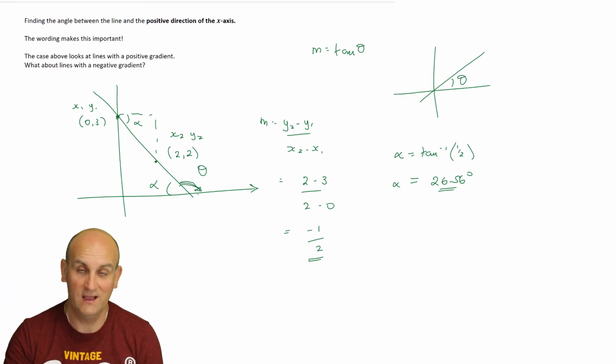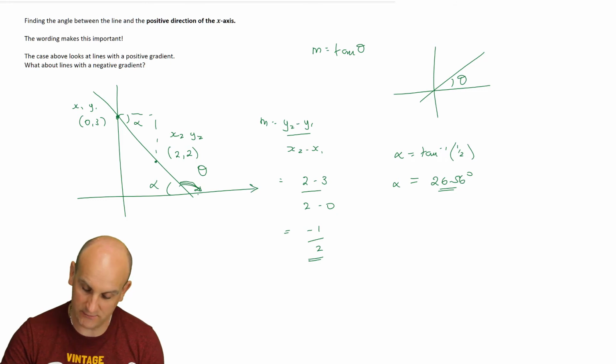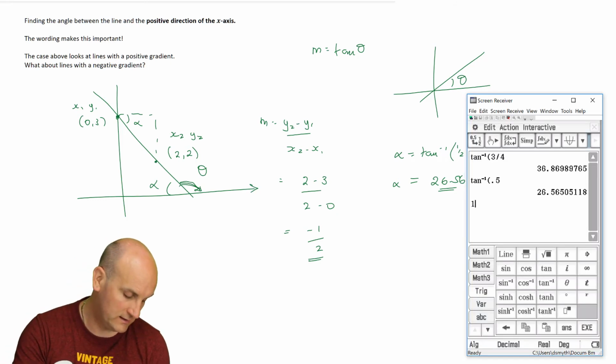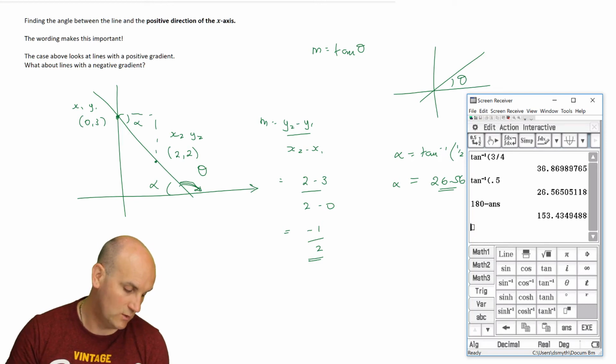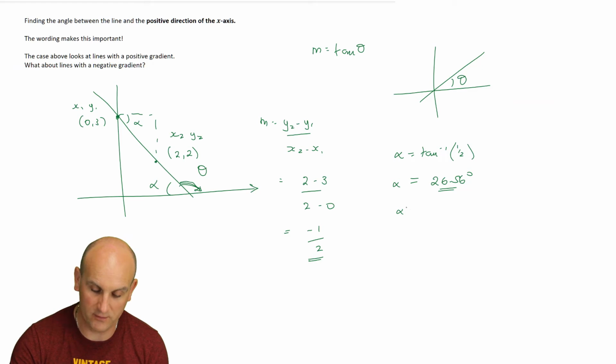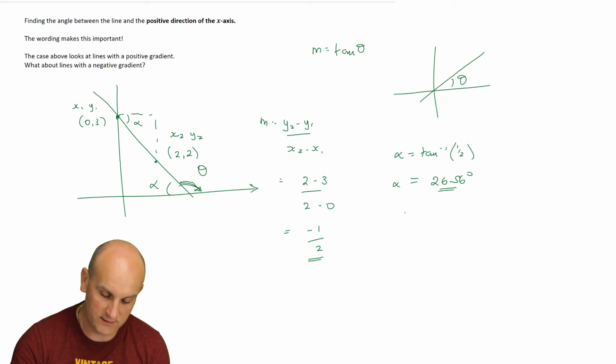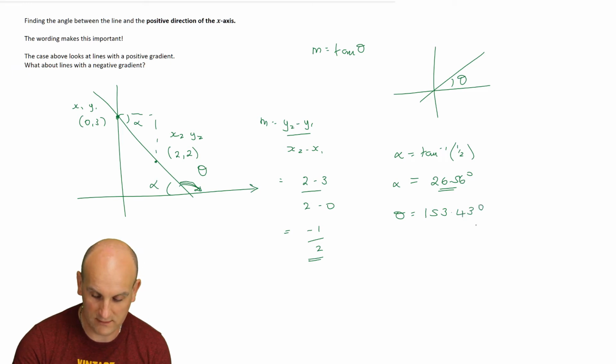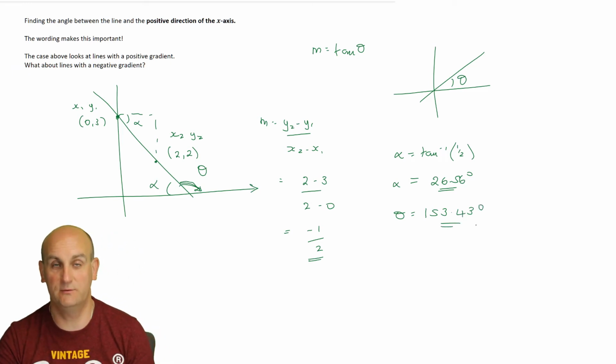Well, if I know alpha, I'm going to take it away from 180 degrees. So loading up my calculator, 180 minus answer equals 153.4 degrees. So theta is 153.43 degrees.